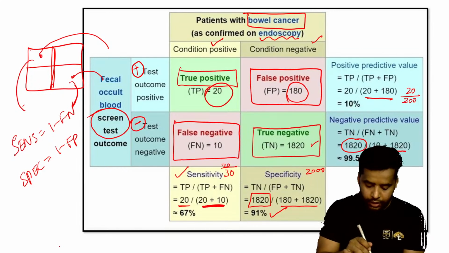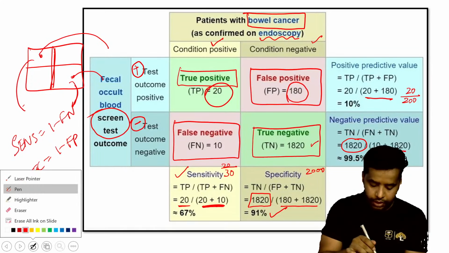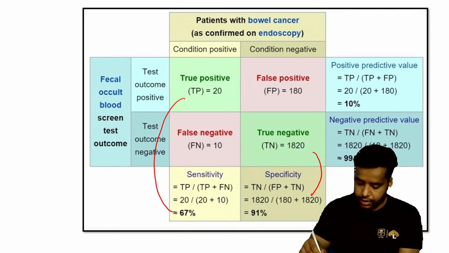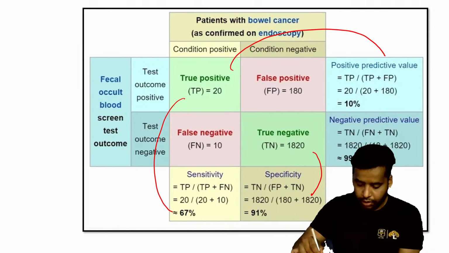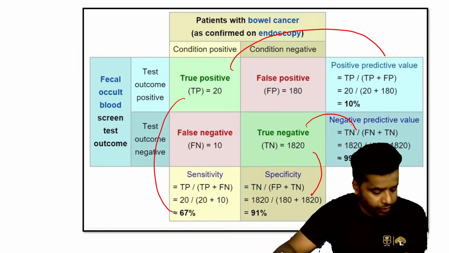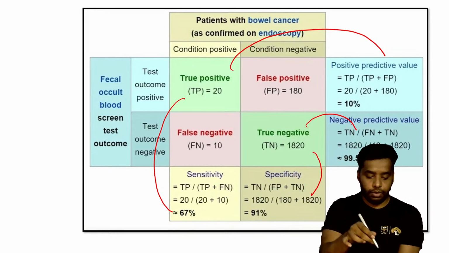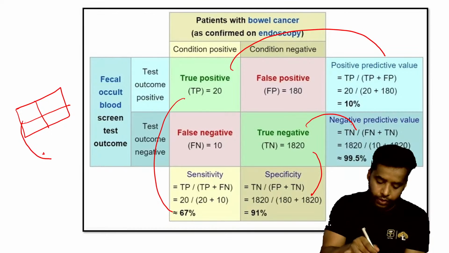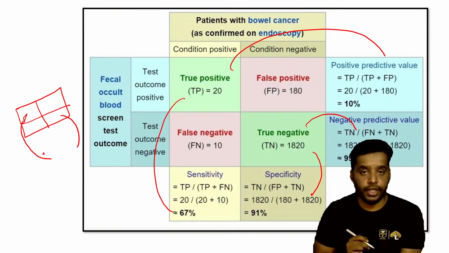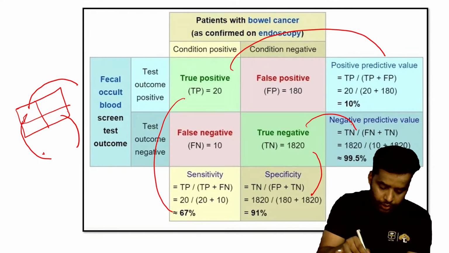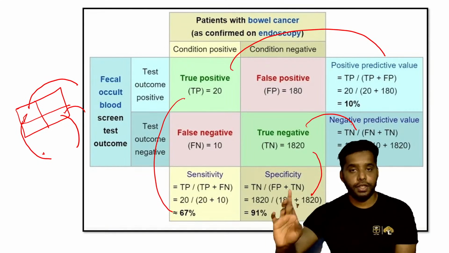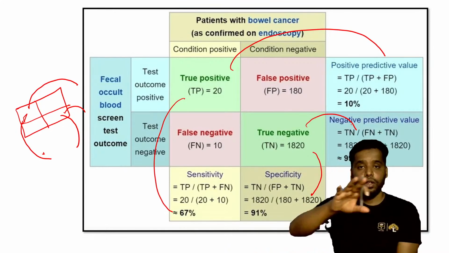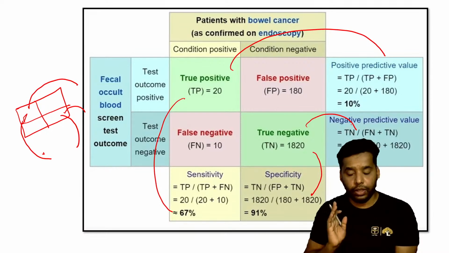See here, it is clearly mentioned for you. Columns: sensitivity, specificity. Rows: PPV, NPV. So column 1, sensitivity. Column 2, specificity. Row 1, PPV. Row 2, NPV. Keep this in mind, important. When they ask you to calculate predictive values, we have to go in rows. Row 1 PPV, row 2 NPV.